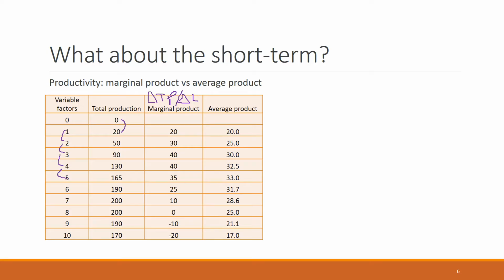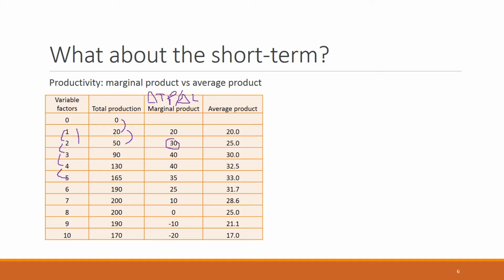Okay, but the change in total product we get from this column here. So for example, let's look at why this is 30, because when we increased our units of labour from 1 to 2 over here, output increased from 20 to 50, and therefore the marginal product is the change in output over here. 40 is calculated as 90 minus 50, 40 here calculated as 130 minus 90, 35, 165 minus 130, and so on.